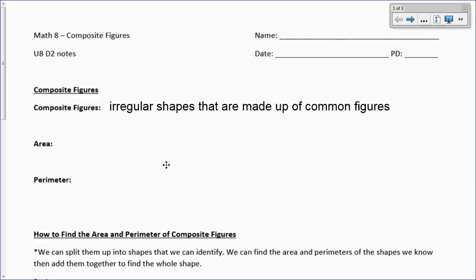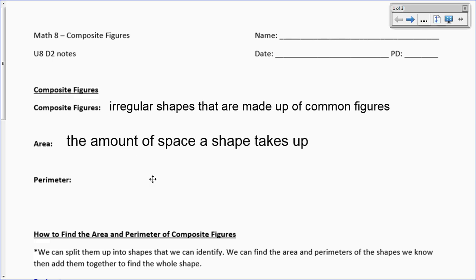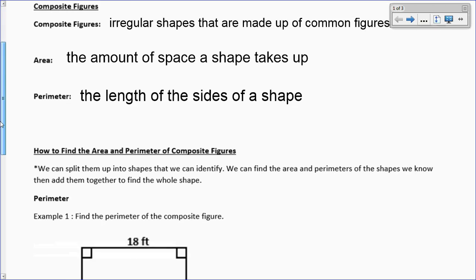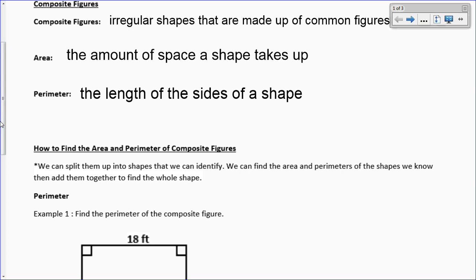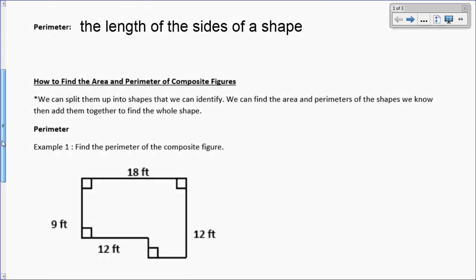Composite figures are irregular shapes that are made up of common figures like triangles, rectangles, squares, trapezoids, circles or half circles, stuff that we know, but as a whole they look like a weird shape. Area is the amount of space this shape takes up, so the inside part, and perimeter is the length of the sides of the shape, so the outside part. You will need to find area and perimeter of composite figures, those irregular things where we don't have a formula. But we can do it because we can split them up into shapes that we do know. We can find the area and perimeters of the shapes that we know, and then just add them together to find the whole shape. So let's start off with perimeter.